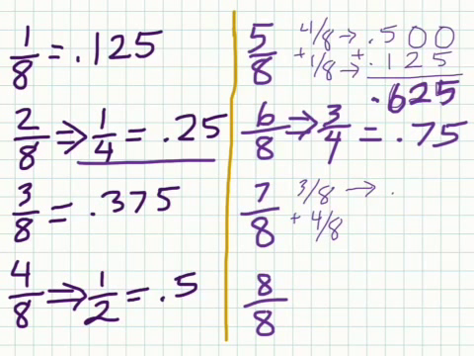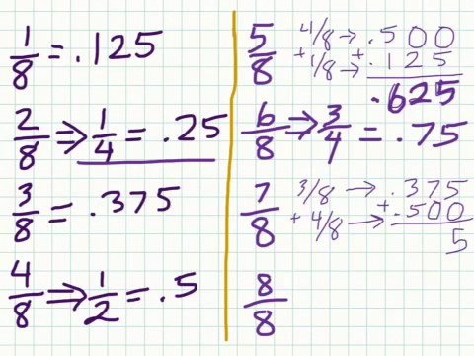3/8, we said, was 0.375, and 4/8 was 0.5. Notice that we are keeping our tenths in the tenths column, hundredths in the hundredths column, and thousandths in the thousandths column. Okay, and now all we need to do is add these up. Sometimes it's nice to have placeholders so that we don't get confused. Okay, 5 plus nothing is 5. 7 plus nothing is 7. 3 plus 5 is 8. And bring down that decimal.